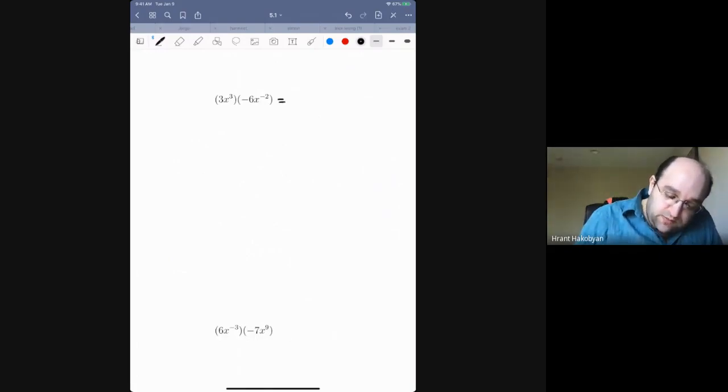We're gonna get 3 times x squared. Now I'm gonna separate -6, and actually let me just do it this way. I'm gonna combine the constant terms, this one here and this one here. So it's going to be 3 times -6, okay? So 3 times -6, and then I'm gonna multiply x to power 3 times x to power -2.